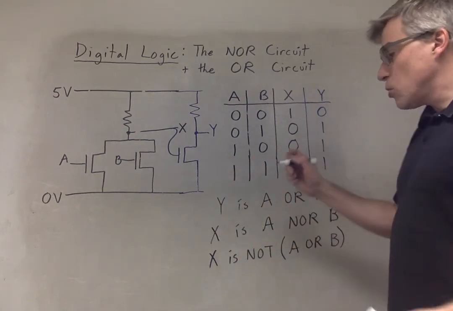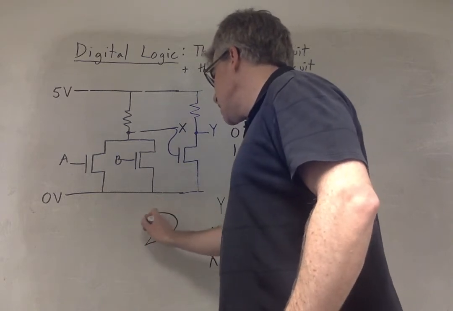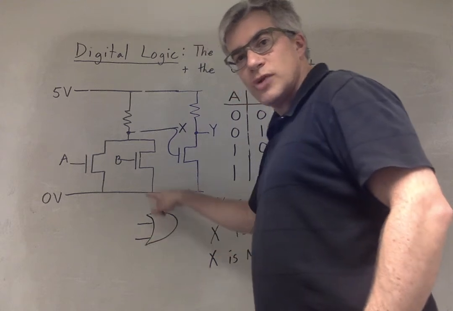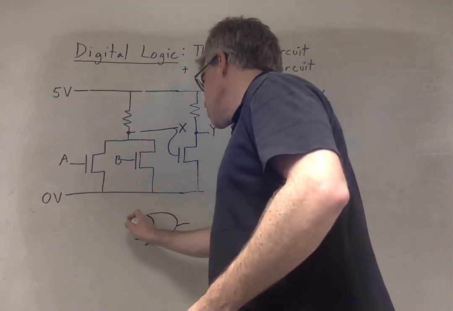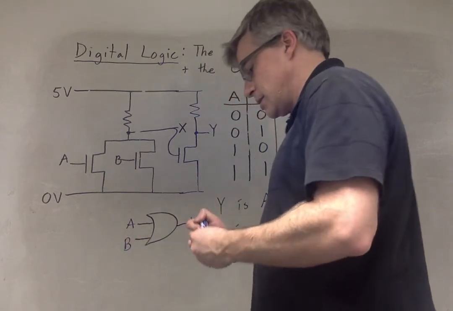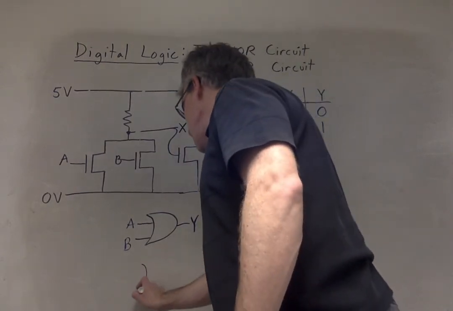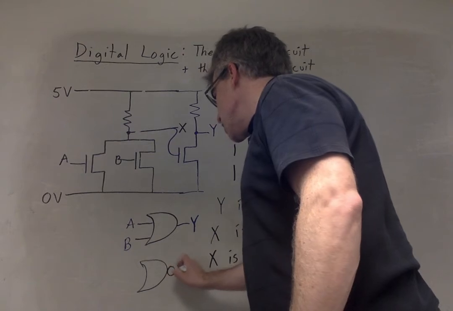So the OR gate symbol is a lot like the AND symbol, except this is curved, not straight. And so we have the output here, so this would be A and B and Y. In contrast, if you want to say a NOR circuit, you put a little circle here on the output.